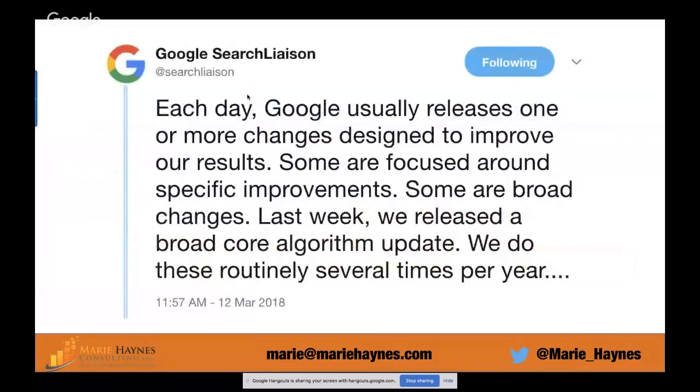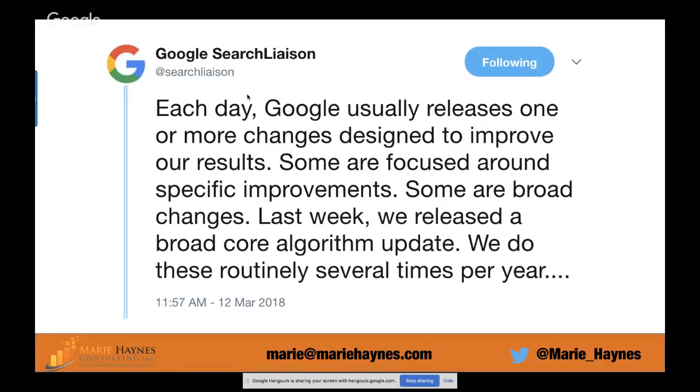So this tweet came from Danny Sullivan under the Google Search Liaison Twitter handle. One of the reasons I pointed this out is because people always say Google makes updates every day. There's probably 3 to 4 updates to the algorithms every single day. But every now and then he says there are broad changes. So we call those core quality updates.